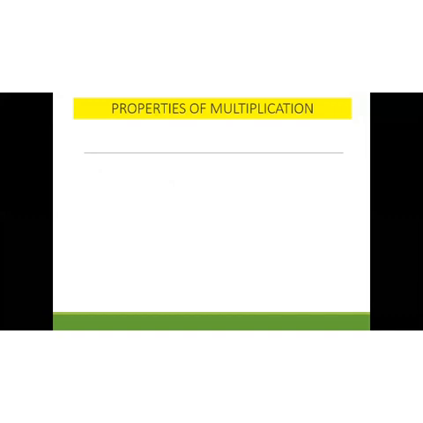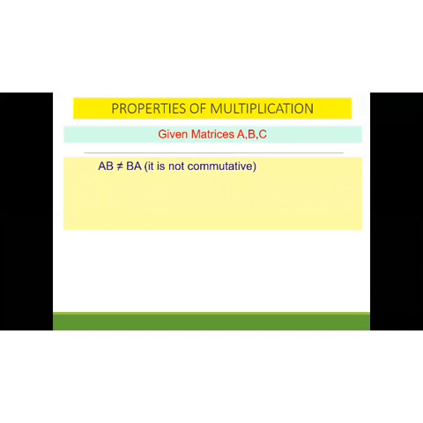Again, I would say please try your best to investigate these properties and get back to me if you were able to test them out. So first of all, given that you have 3 matrices A, B, and C, the first property is that AB is not equal to BA. If we multiply A and B, and then we do B times A, it's not going to give you the same thing.